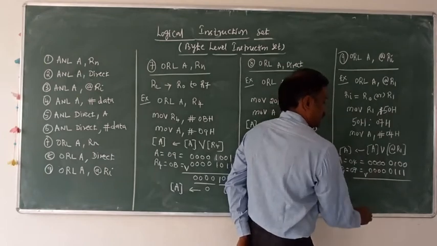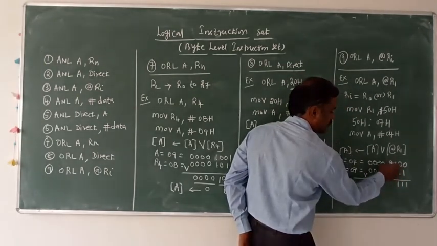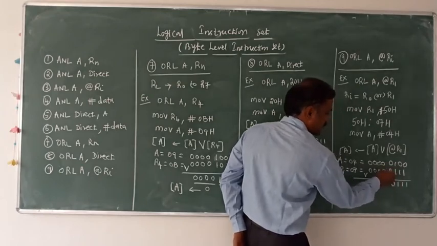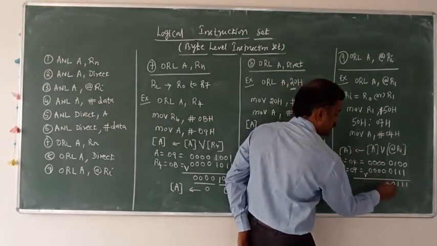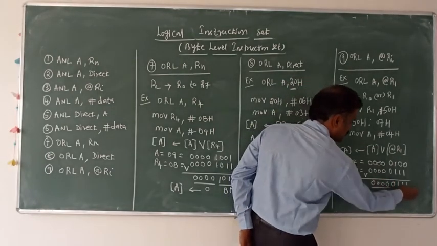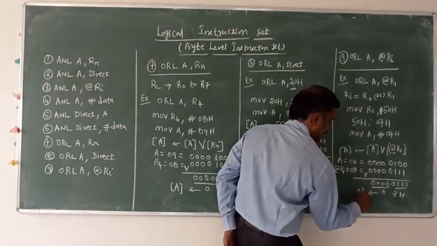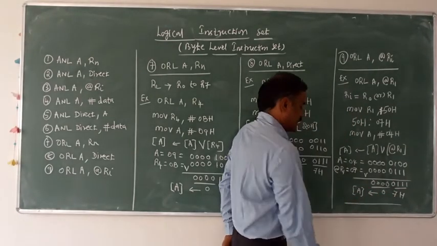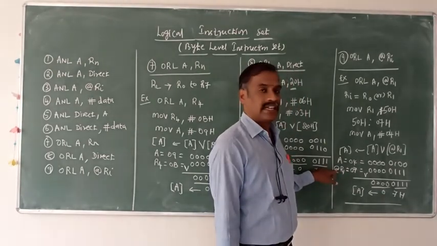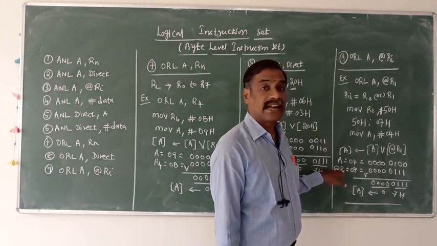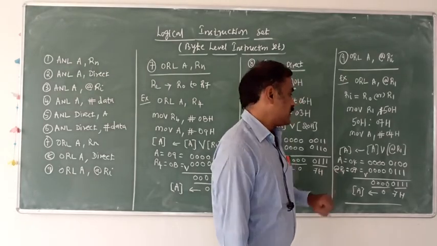If any one of the inputs is high, output is high. If both inputs are low, output is low. Here all four inputs are low. Both inputs are low, output is low state. Now the result 07H moves to the A register. Here @Ri means register address location data. Register address, data will be available indirectly.